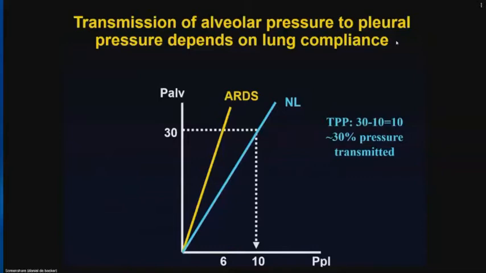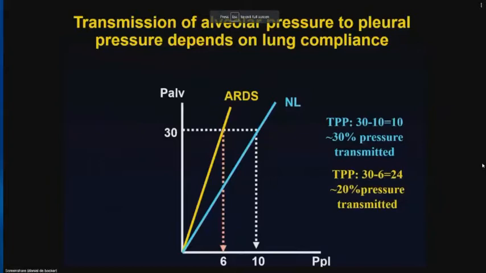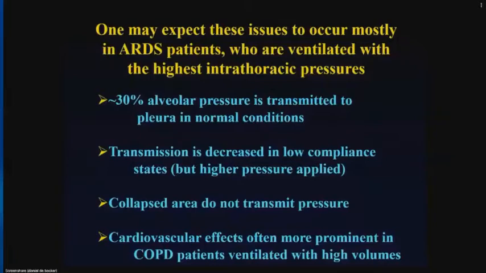In normal conditions, about one third of the pressure is transmitted to the pleura. However, in RDS, it can be much lower, and sometimes 20% or even lower than 20% can be transmitted to the pleura. So the transmission is really decreased usually in low compliance states, even though higher pressure is applied. And also we need to realize that collapsed areas do not transmit pressure. And of course, in these conditions, we know that the cardiovascular effects of mechanical ventilation are often more prominent in COPD patients or in asthma patients ventilated with high volumes than in RDS patients ventilated with lower volumes, even though the pressure is higher.